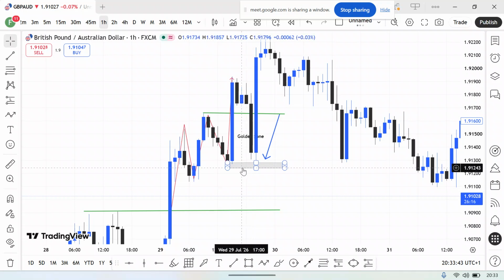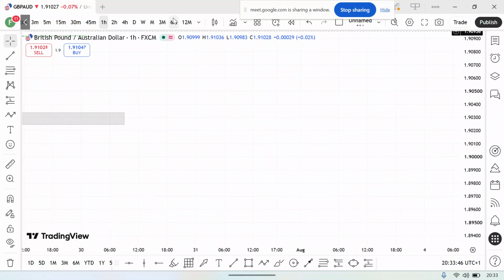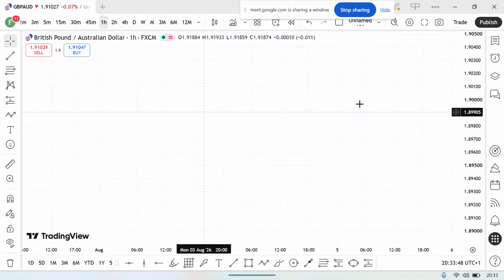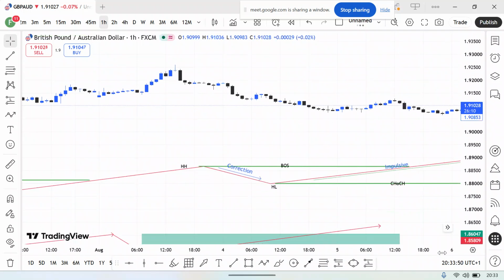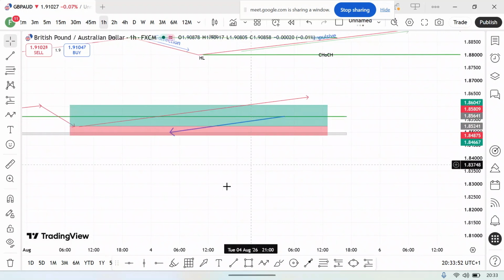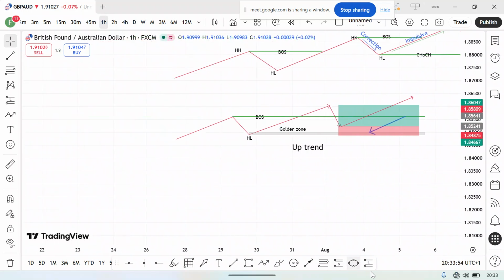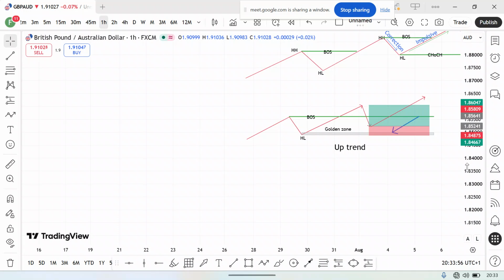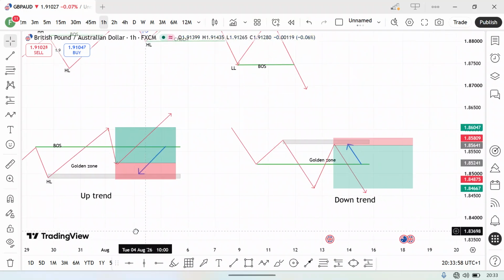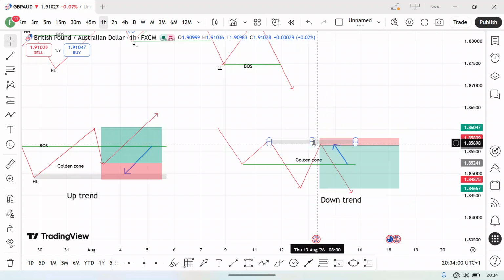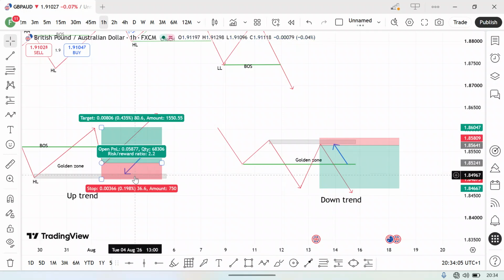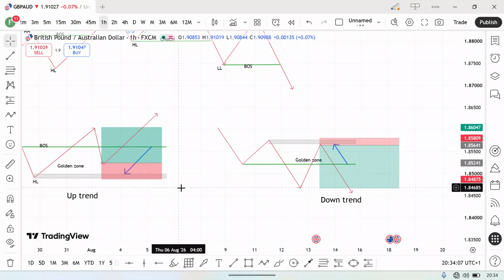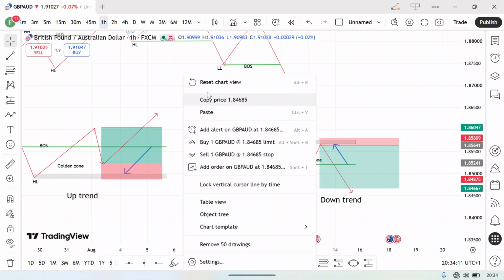Like I told you, we don't care if price comes deep into your box, into this box. It is still valid unless price breaks above or price breaks below this box. That's what invalidates your setup. Did I say that? Did I tell you guys that?